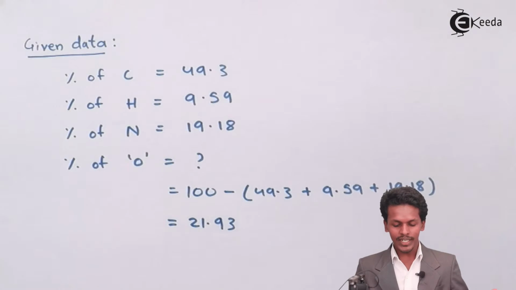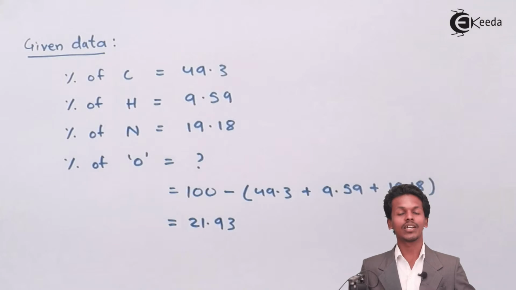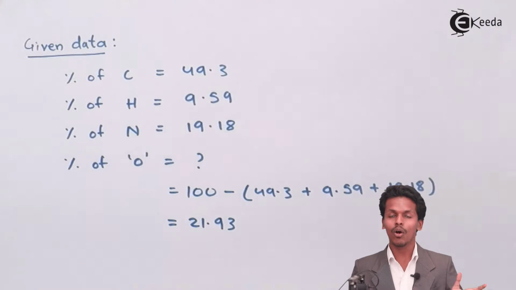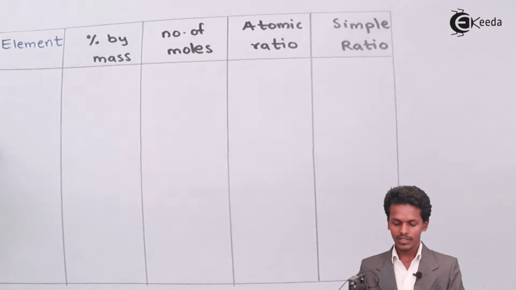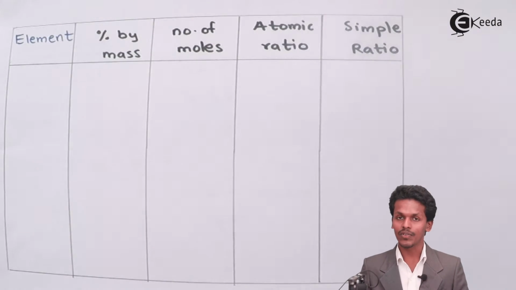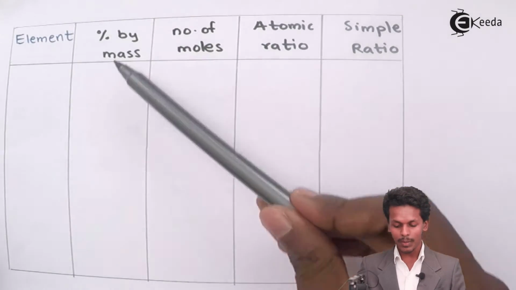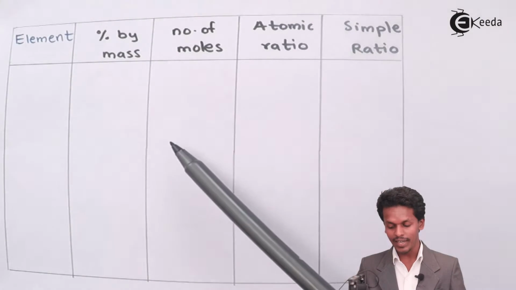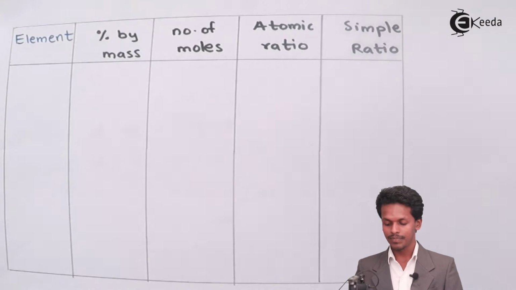To determine the empirical formula, I have drawn a particular table, so that it would be very easy to calculate the number of moles of each atom present in the compound. We have to make sure that we draw this kind of table, so as to make it very easy to calculate the empirical formula. The first column is for the element, the next is for the percentage by mass of that element, then the number of moles of that element, then the atomic ratio, and then the simplest ratio.